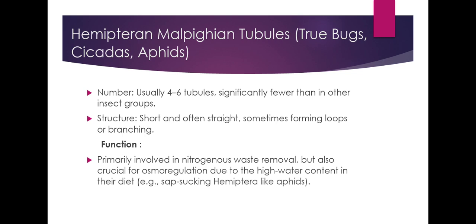Numbers: usually 4 to 6 tubules, significantly fewer than in other insects. Structure: short, often straight, sometimes forming loops or branching. Functions: primarily involved in nitrogenous waste removal, but also crucial for osmoregulation due to the high water content in their diet. Example: sap-sucking hemiptera like aphids.